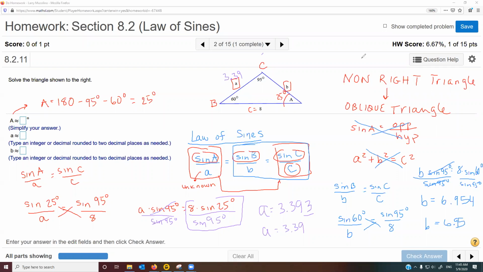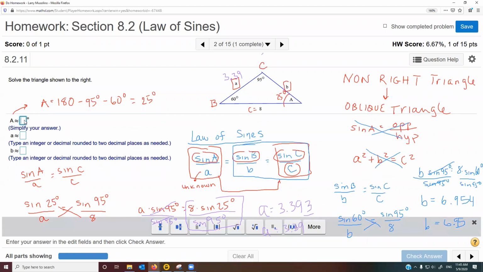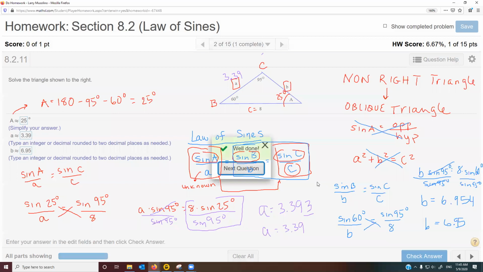Okay, so I think we have everything we need to plug in. We found that angle A was 25 degrees. We found that side A was 3.39 and side B was 6.95. Being careful to round according to the MyMathLab instructions.